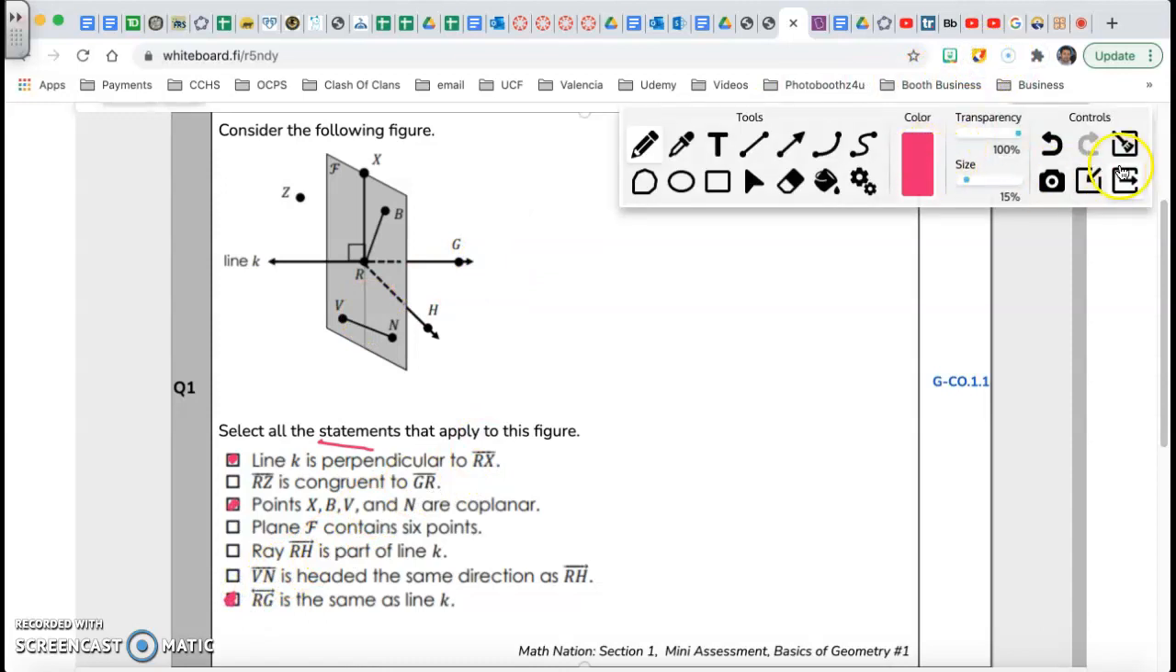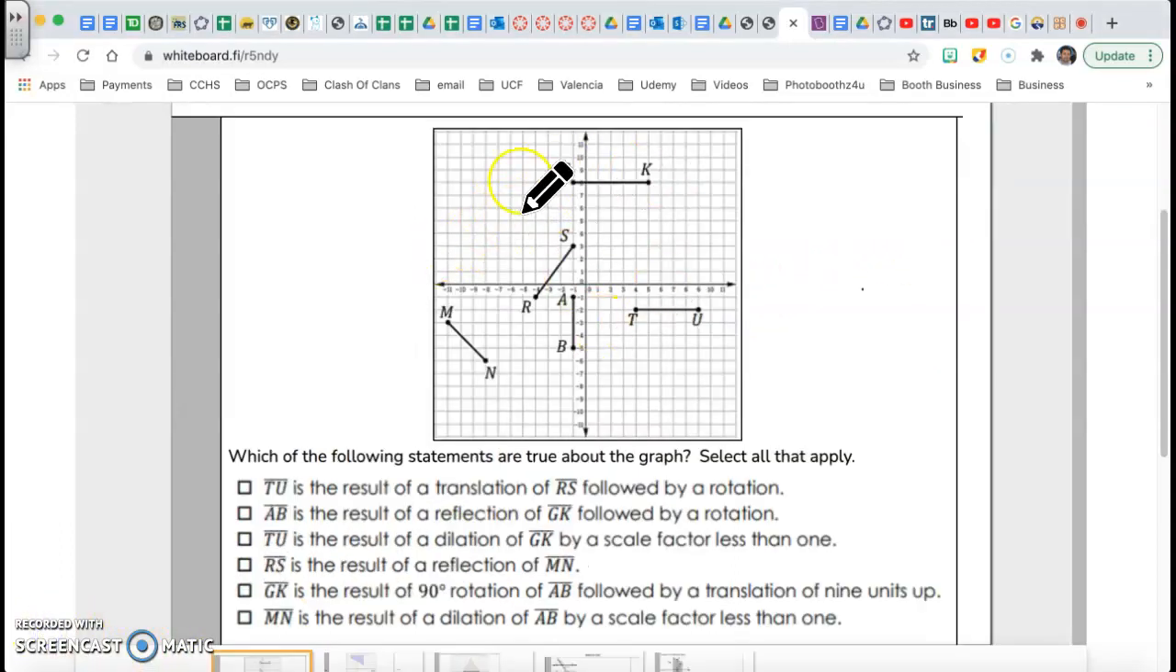Let's go to question number 2. Next. Okay, so we now have this drawing with a bunch of lines. They're asking me, which of the following statements are true about the graph? Select all that apply. So it's more than one.